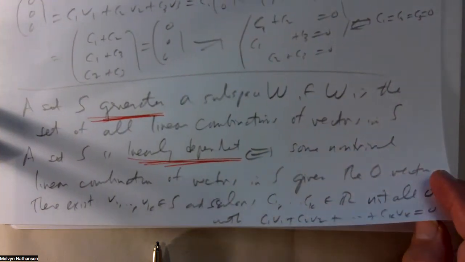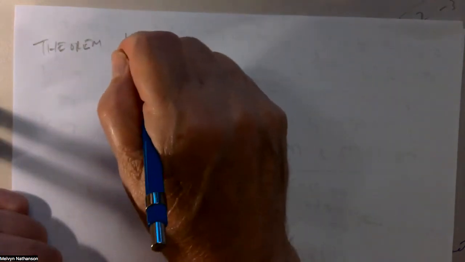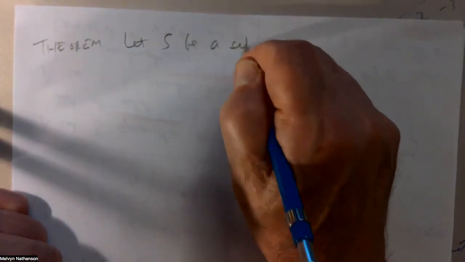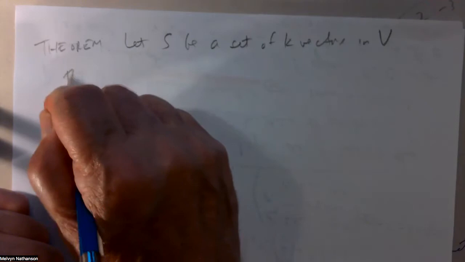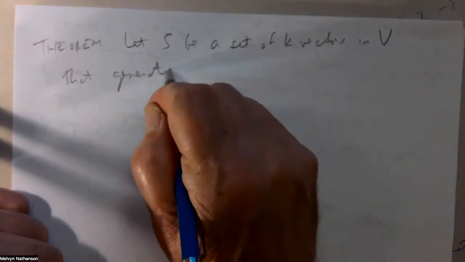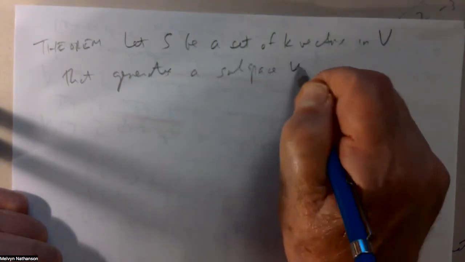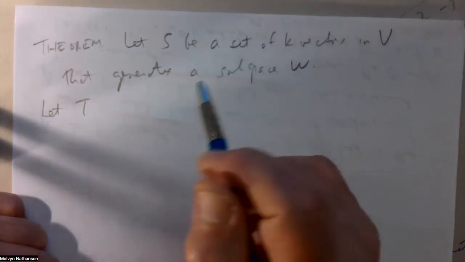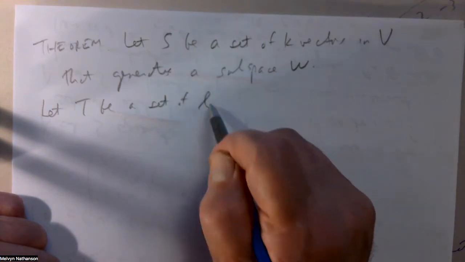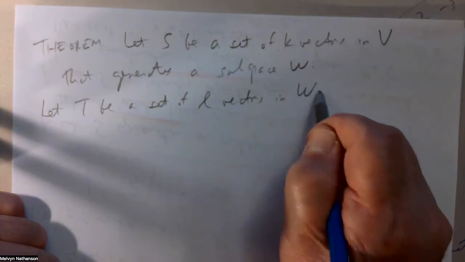There is a fundamental theorem in linear algebra which says the following. I'm just going to state it now, and I'll prove it in the next lecture. Let S be a set of k vectors in the vector space V that generates a subspace W. So W consists of all linear combinations of these k vectors. Let T be a set of L vectors in W.